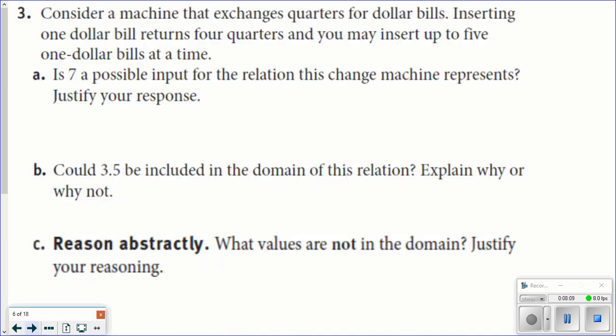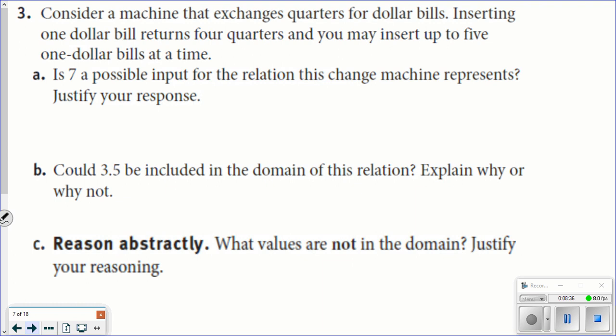Question 3. Consider a machine that exchanges quarters for dollar bills. Inserting a $1 bill returns 4 quarters, and you may insert up to 5 $1 bills at a time. So let's draw a visual, and let's talk about this to help us.